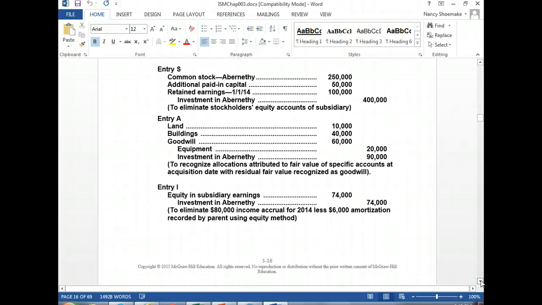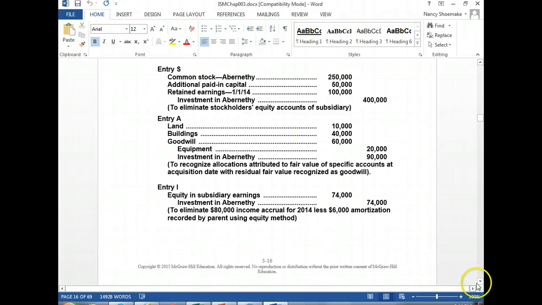Next, we need to allocate the various fair value accounts. This is for the first year. We need to show the land gets increased 10, the buildings get increased 40. This is only going to happen right now. The goodwill gets increased 60. The equipment's getting decreased, isn't it? 20. And the investment in Abernathy is going down 90 because we got to get that off our books. We're getting that off our books by allocating it to specific assets.